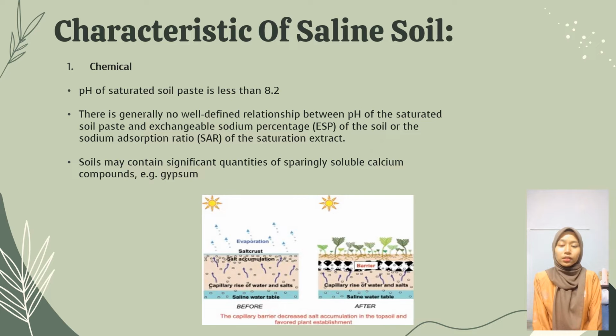Characteristics of saline soil. First, chemical. The pH of saline soil is less than 8.2. There is generally no well-defined relationship between pH, the saline soil phase, and the exchangeable sodium percentage (ESP) of the soil or the sodium adsorption ratio (SAR) of the saturation extract. Soil may contain significant quantities of sparingly soluble calcium compounds, e.g. gypsum.